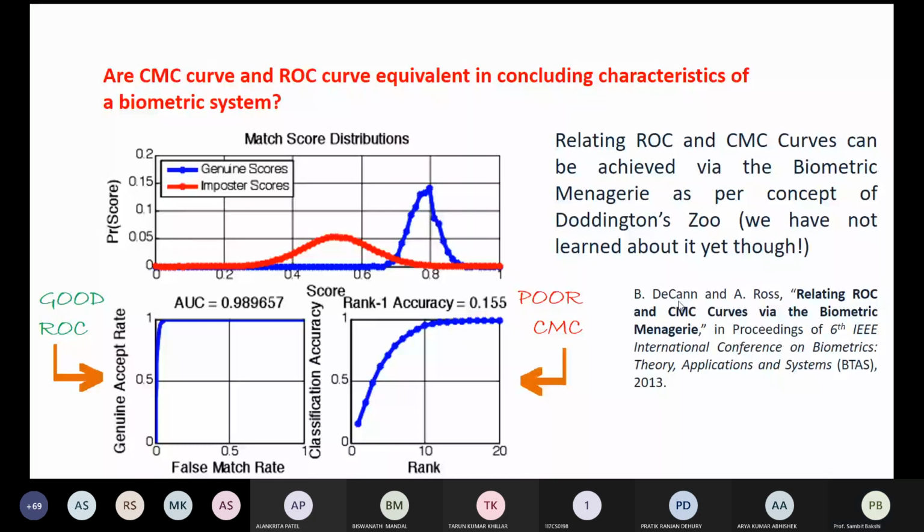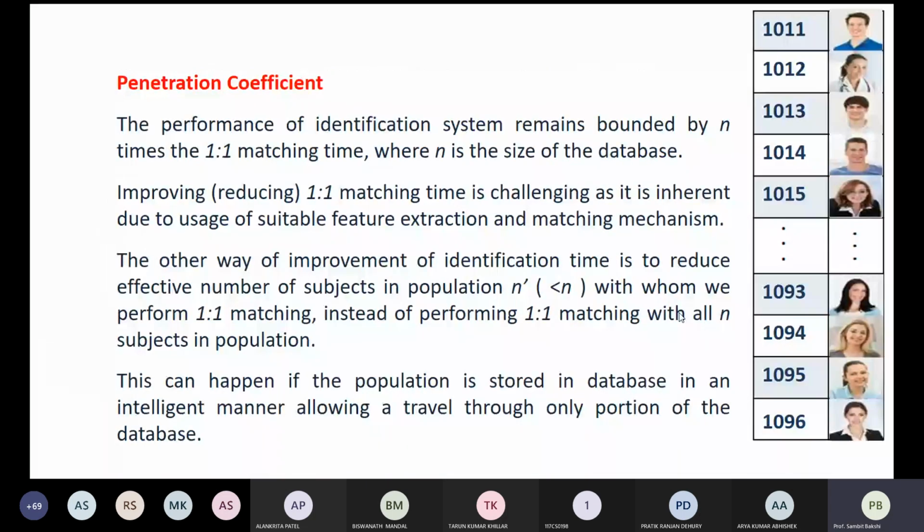The motive behind telling you all this is that you should realize that the ROC curve and the CMC curve are not equivalent. The one being good does not mean the other is good. Now coming to some other parameters, one is called the penetration coefficient. What is penetration? Penetration means how much deeper you need to go in a particular database.